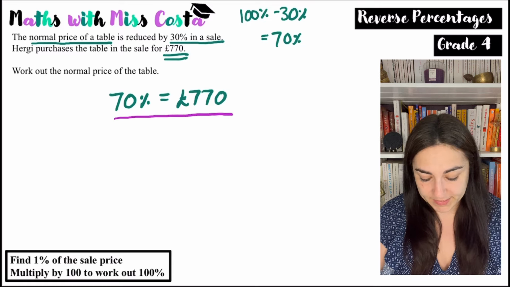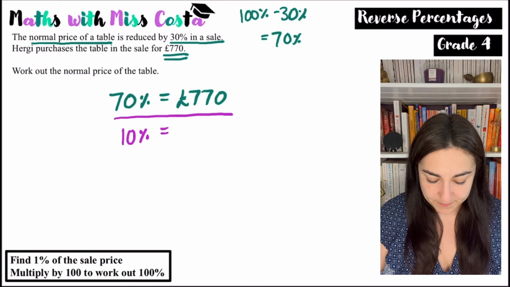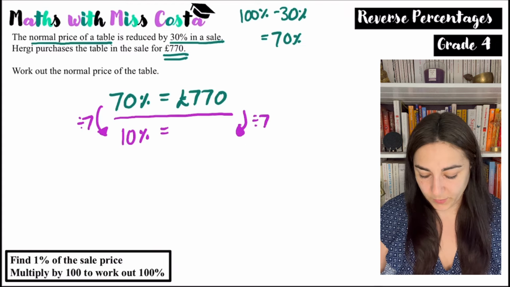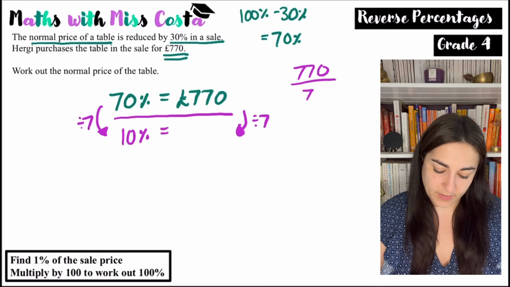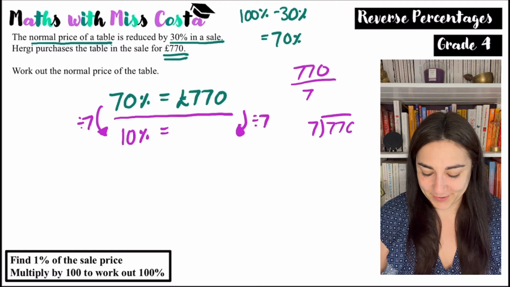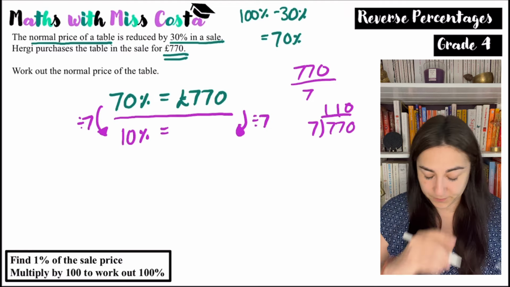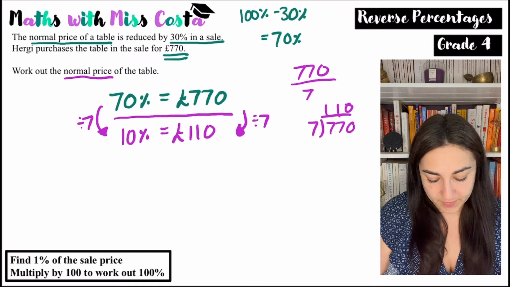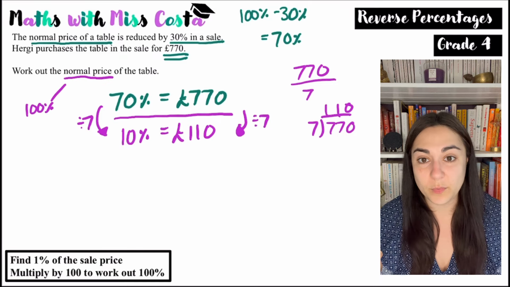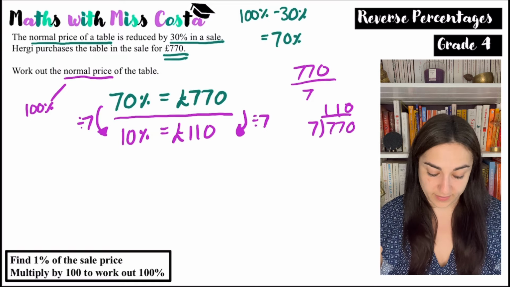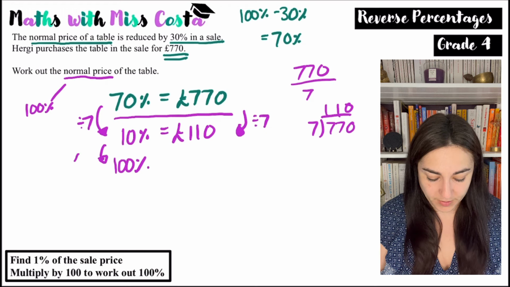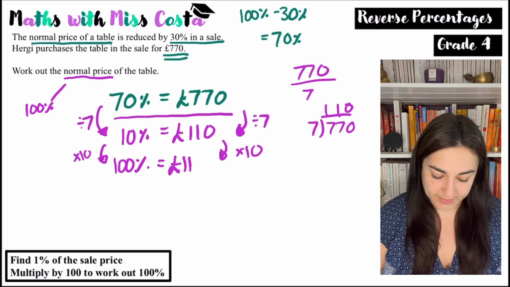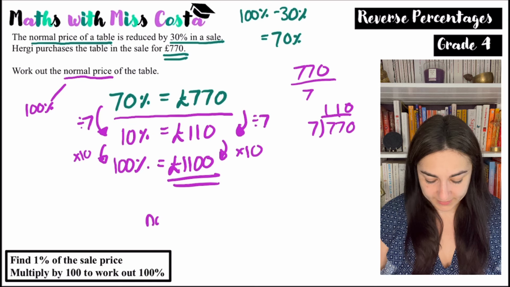So if I know that 70% is 770, I can find out what 10% must be by dividing by 7. 70 divided by 7 gives you 10. And 770 divided by 7, well, I can turn it into a fraction, and then that doesn't help me. So 77 divided by 7 would be 11, so 770 divided by 7 would be 110. So 10% would be 110, and you are looking for the normal price. So the normal price is 100%. The original value or the normal price or anything in those words is 100% of the table. So to work out 100%, what do I do? I'm going to times by 10. So therefore 110 times 10 is going to be 1,100. And the normal price must be that.